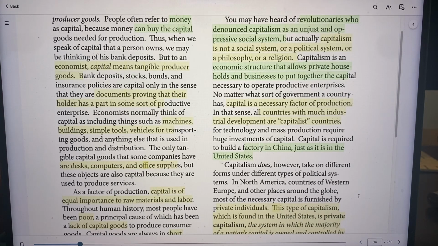So no matter what sort of government a country has, capital is absolutely necessary. It's a necessary factor in production. In that sense, all countries with much industrial development are capitalist countries. So when you say capitalism, all countries are capitalist. Even in China, to build a factory, they have to have capital. So we're talking about capital in itself.